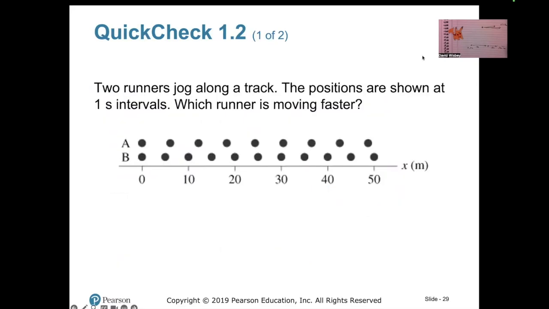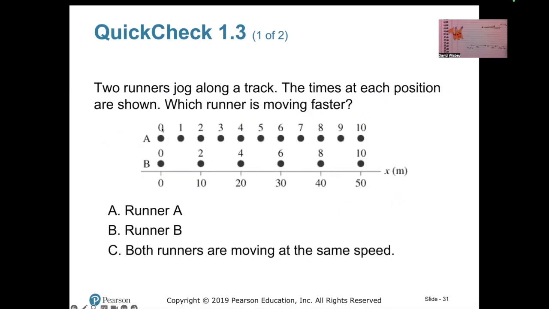All right, so two runners are traveling along the track here. The positions are shown at 1 second intervals. Which runner is moving faster? Well, it looks like runner A. There are fewer dots and there's more distance between those dots. So I would say runner A is definitely traveling faster. Yes, runner A is traveling faster.